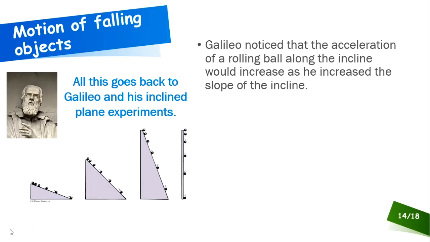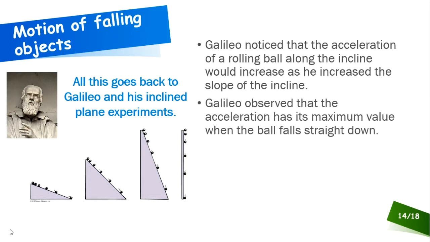And he noticed that as he increased the slope of the incline, as it gets steeper and steeper, and he rolls the ball down, and he observes the motion of the ball as it rolls down, the acceleration of the rolling ball gets larger and larger and larger, until finally he's got the inclined plane basically going straight up and down, and this is where the value of the acceleration maximizes itself out.